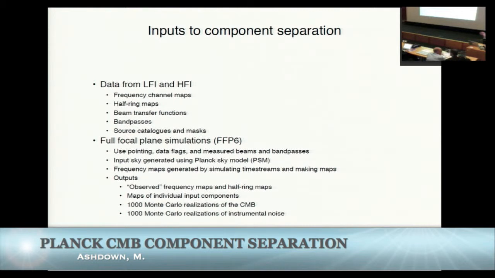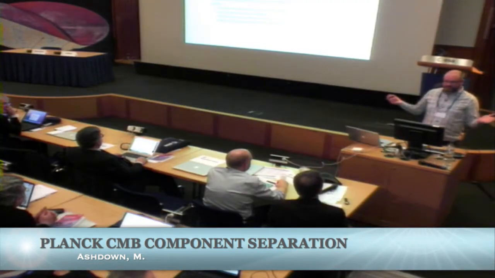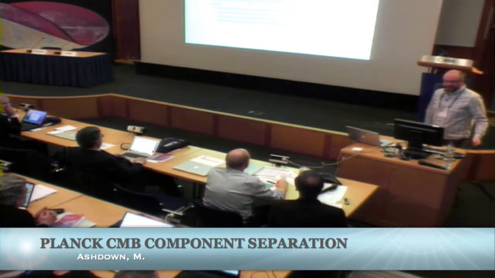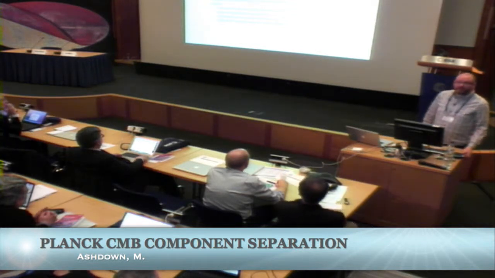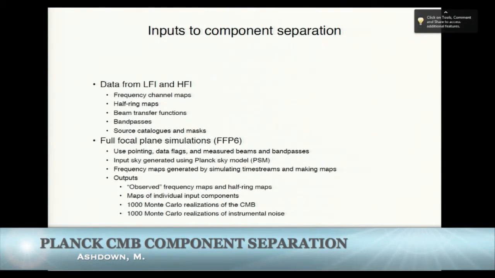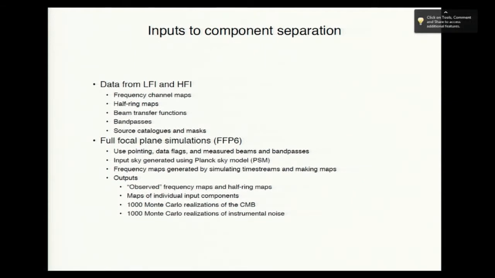And in addition to taking the inputs for the real data, we also take a set of simulations, the so-called full focal plane simulations. These are the sixth iteration of it, so they're called FFP6 here. And these are simulated on the basis of the real pointing from the instruments, the real flags, the measured beams and band passes. I have an input sky which is generated by the Planck sky model. And we generate the maps in the same way as the real data is generated, by simulating timelines and then making maps from them with a map making code.